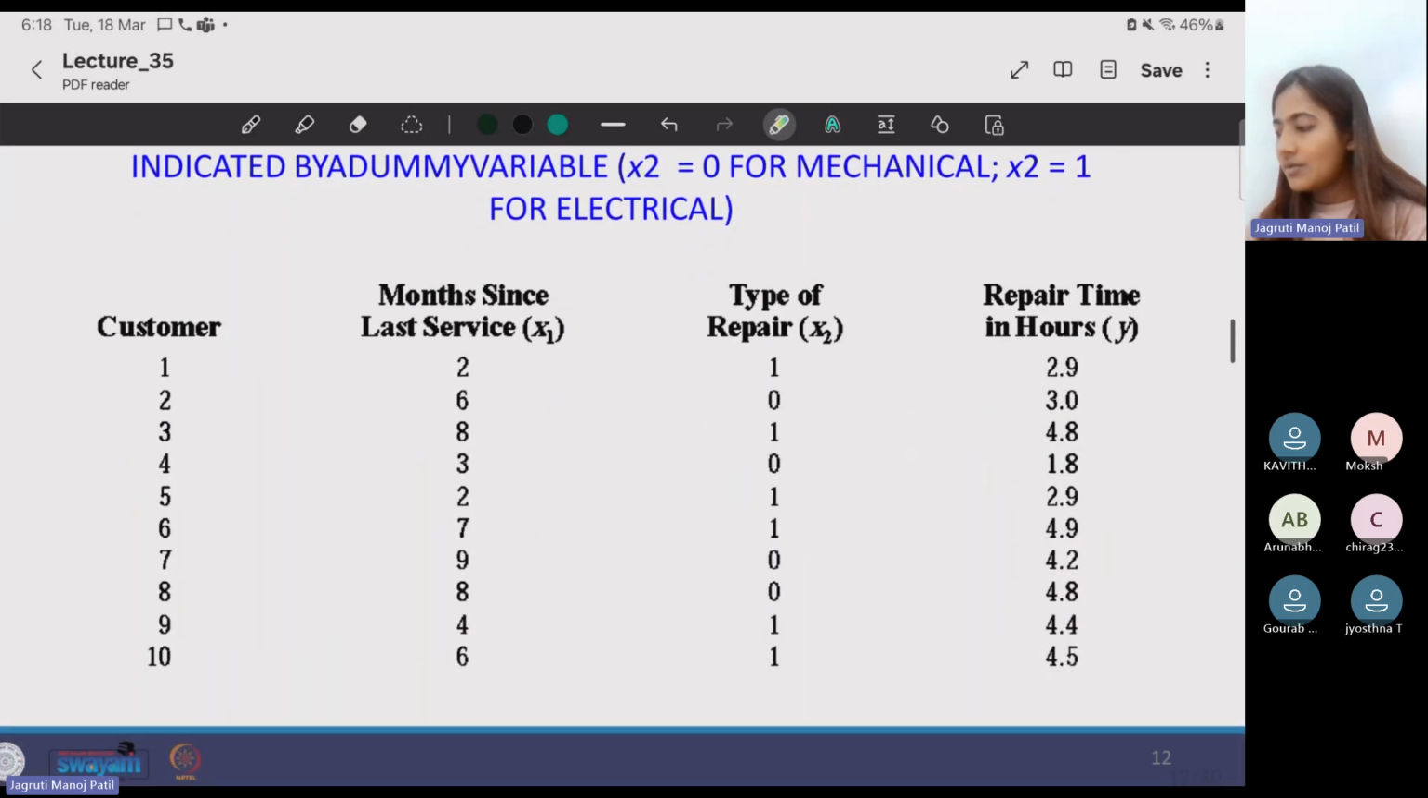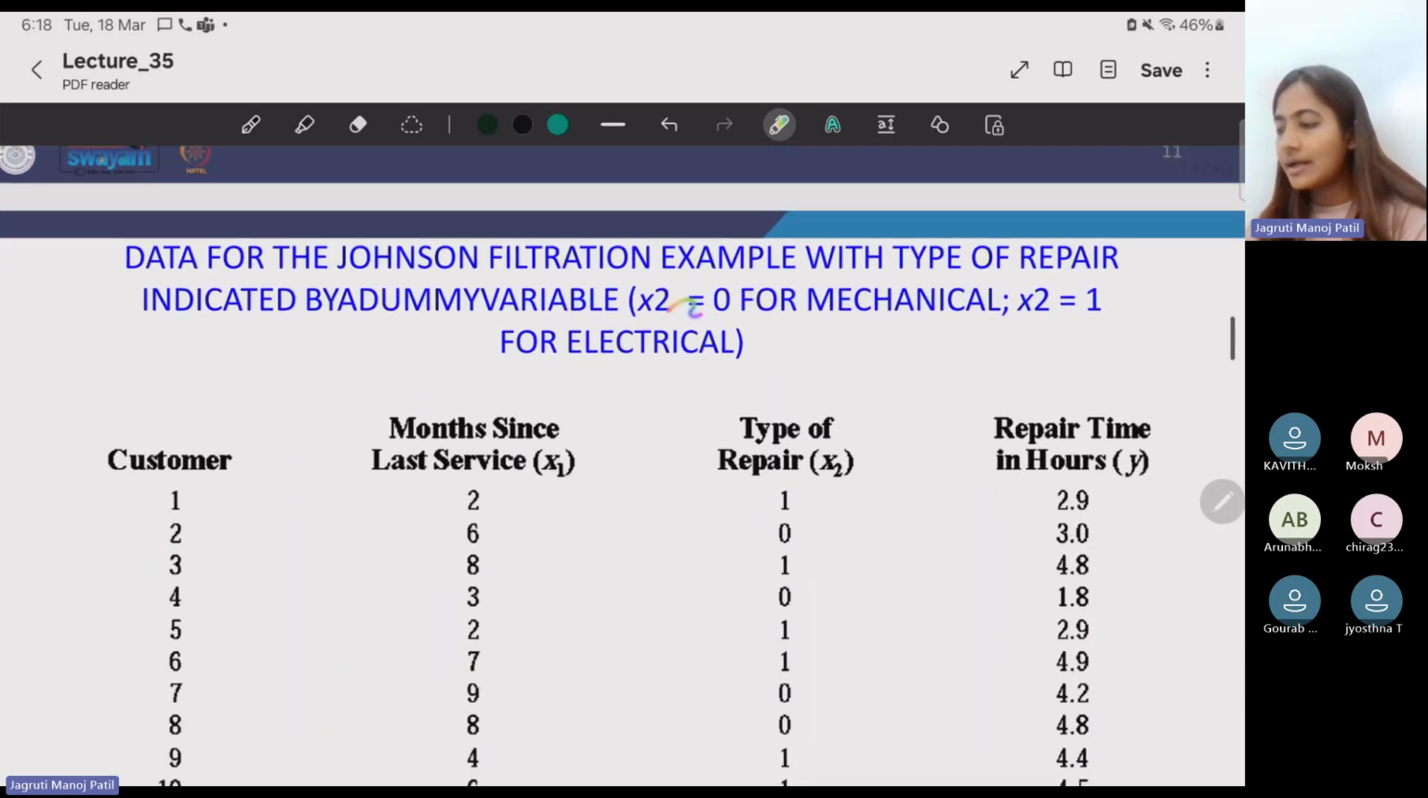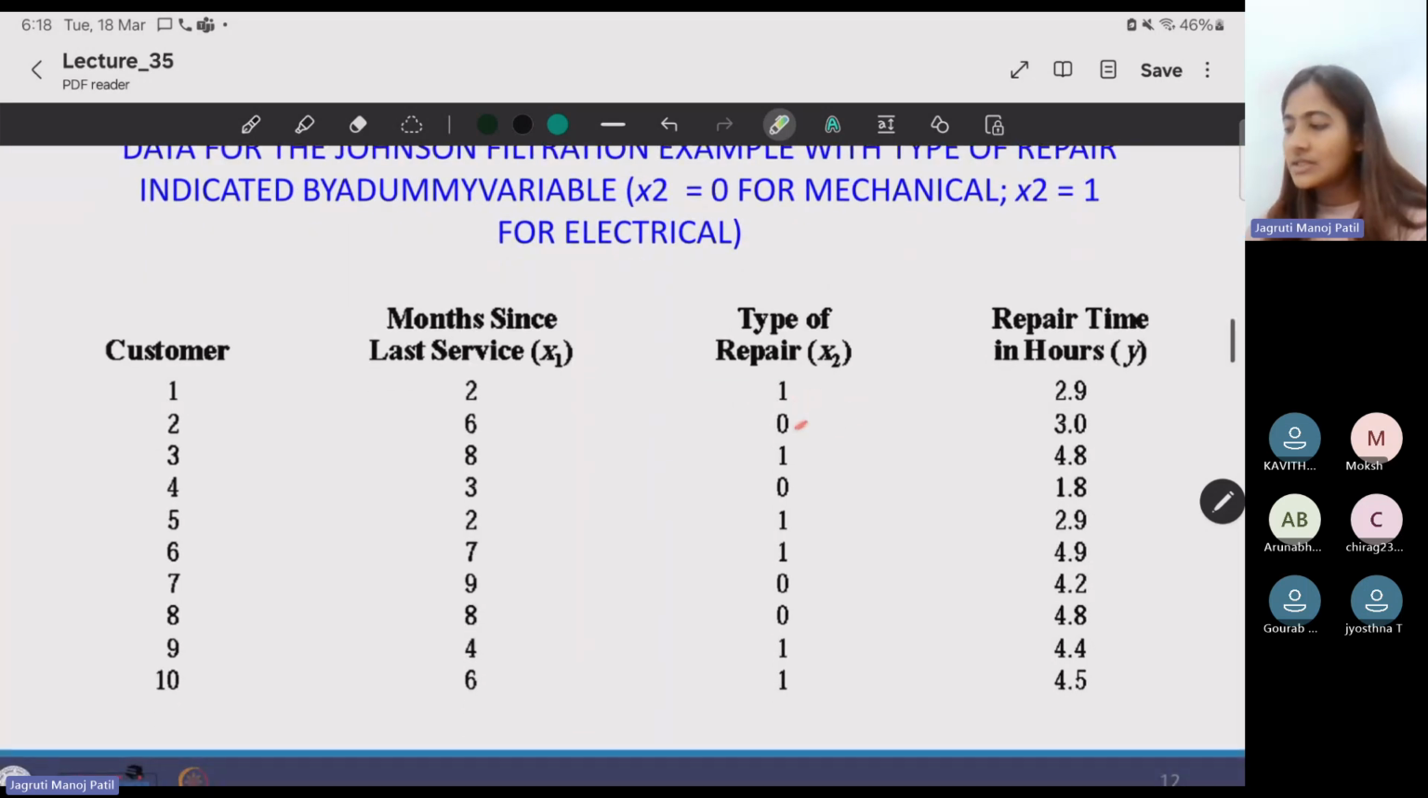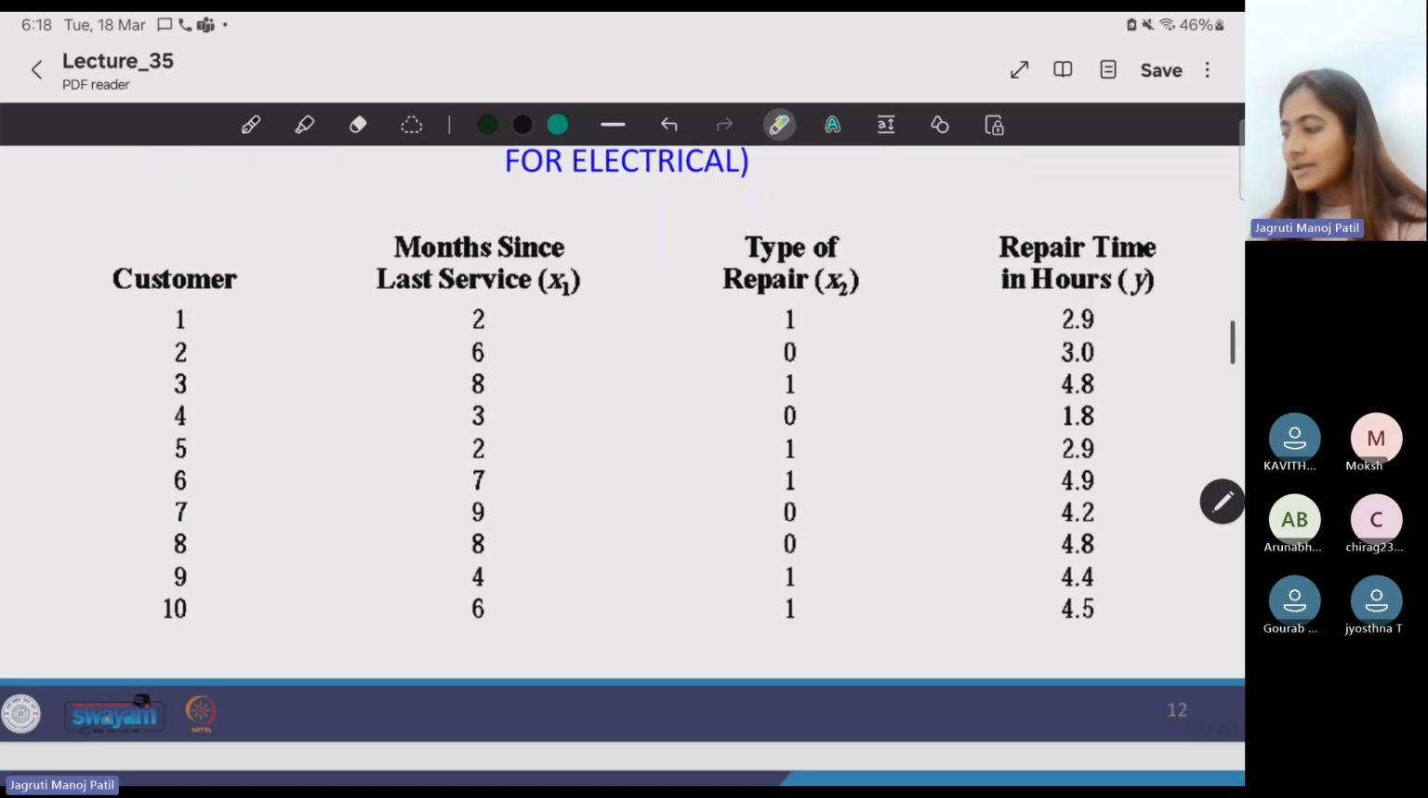Okay, so we defined the dummy variables. Now here they say that 0 is for mechanical and 1 is for electrical. So wherever you see 1, that is your electrical. Wherever you see 0, that is your mechanical variable.